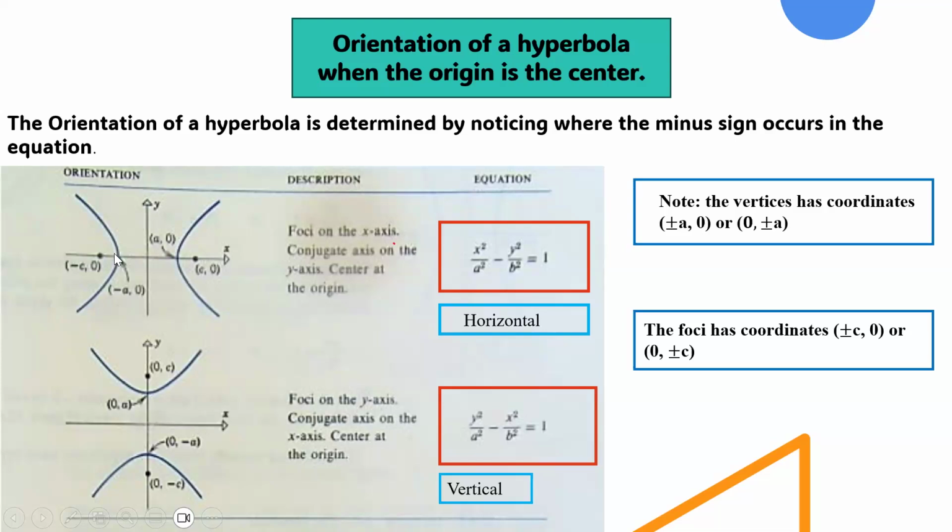So when the hyperbola is horizontally oriented, then our c value, which is the foci, can be plus or minus, because this one here is on the positive region, so it will be plus c, and this one here is on the minus region or area, so we have negative c. And same here, plus c, minus c.